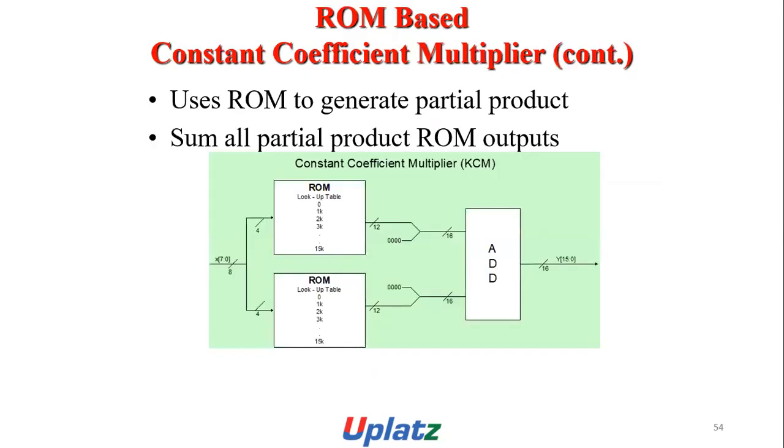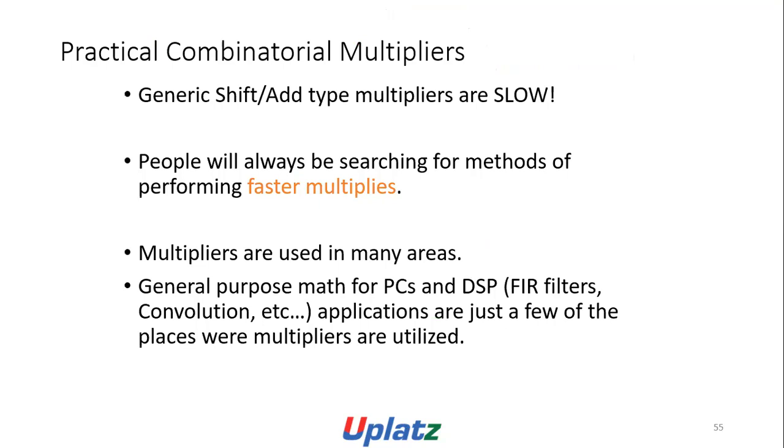ROM-based multipliers use ROM to generate partial products, then sum all the partial product ROM outputs. Here, two 8-bit ROM lookup tables are given, and their outputs are added to get the 15-bit, 16-bit output.